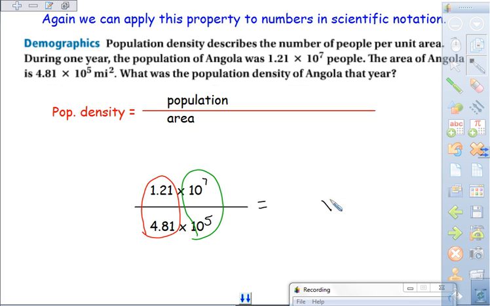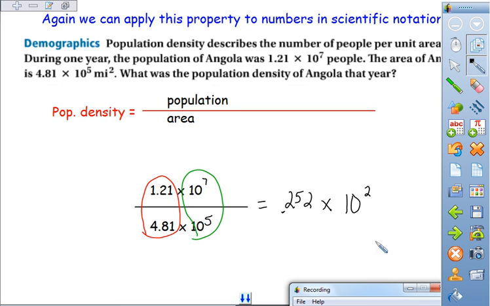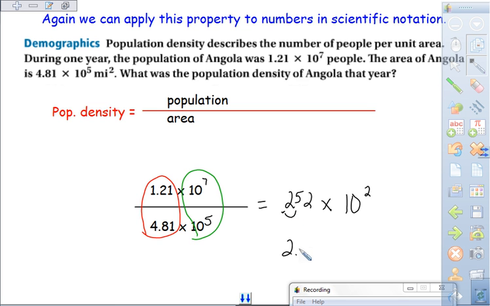So let's do the green first. 10 to the 7 minus 5 is second. And then on the calculator, I'll tell you what we get in the red. We get about 0.252. So that needs to be in scientific notation, so I need to slide that over. So that's 2.52 times 10 to the 3rd. Otherwise, we could just change that to 252 people.